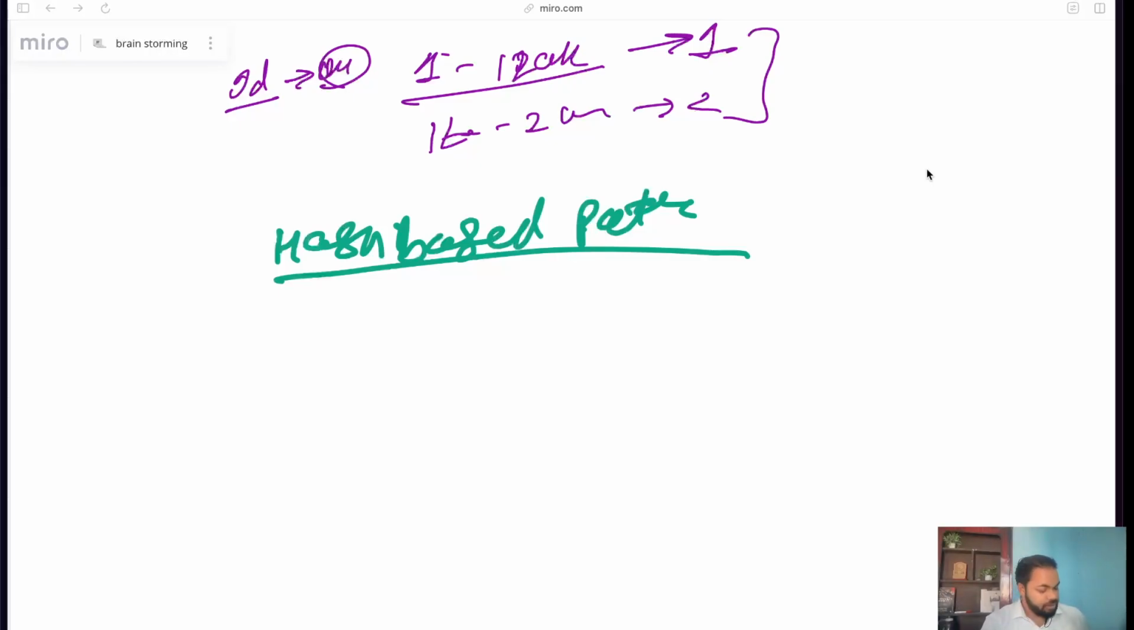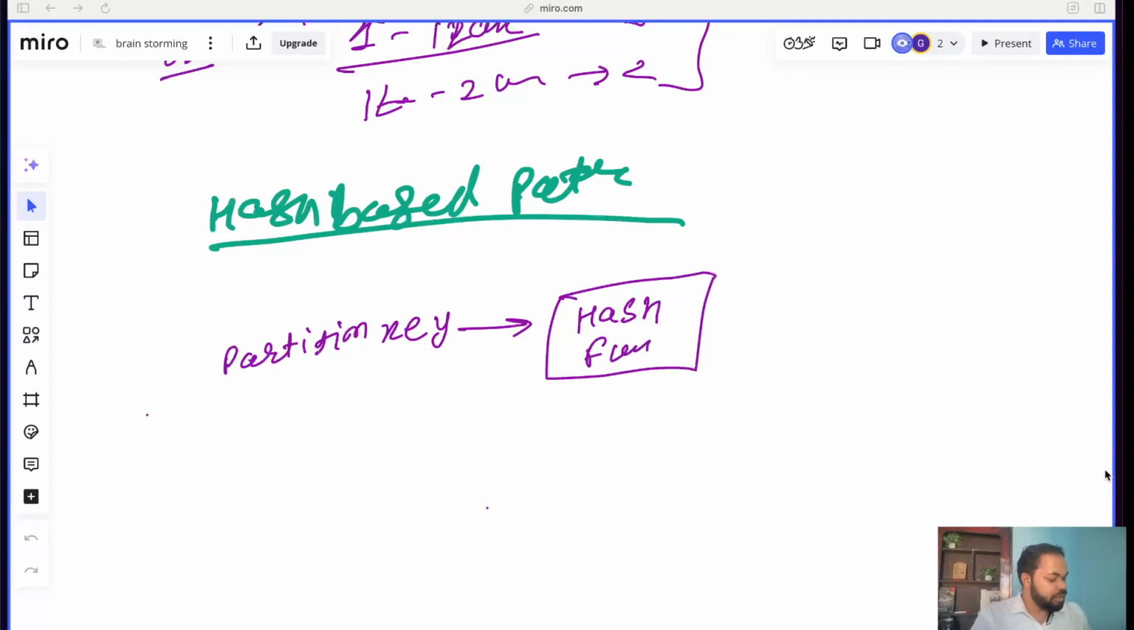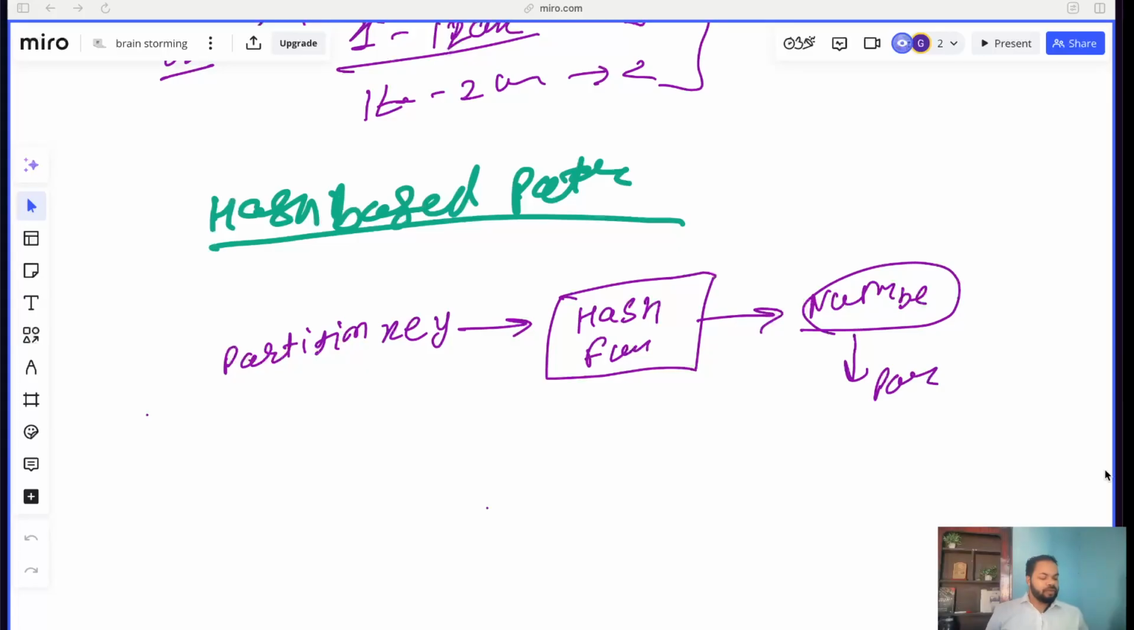It takes your partitioning key, and then a hash function uses this key. Suppose we have this black box that is called a hash function, and it creates a new key or some number, and that number is going to be associated with the partition number. Based on this partition key, you send your data to the respective partition, and that's how we do the partitioning.